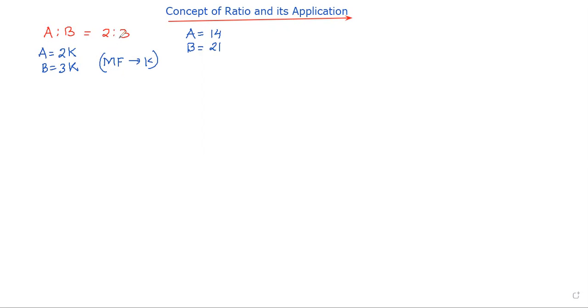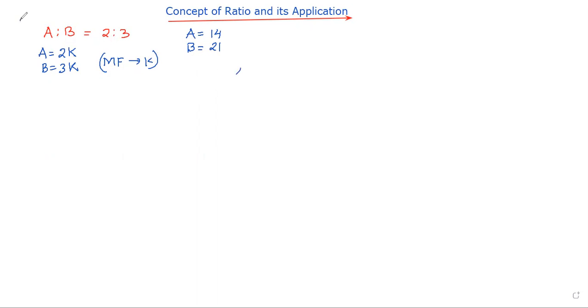Like in this case, if I say this is nothing but the ratio of boys and girls in a class, then definitely K needs to be such a value so that the final A and B values become integers only, because this is a number of persons, it cannot be other than an integer. So this way we need to understand this ratio.